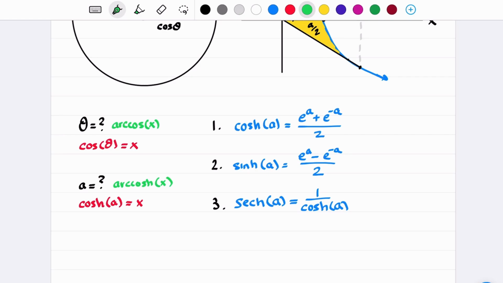But without further ado, let's get into the actual meat of the problem and determine how we're going to attack it.